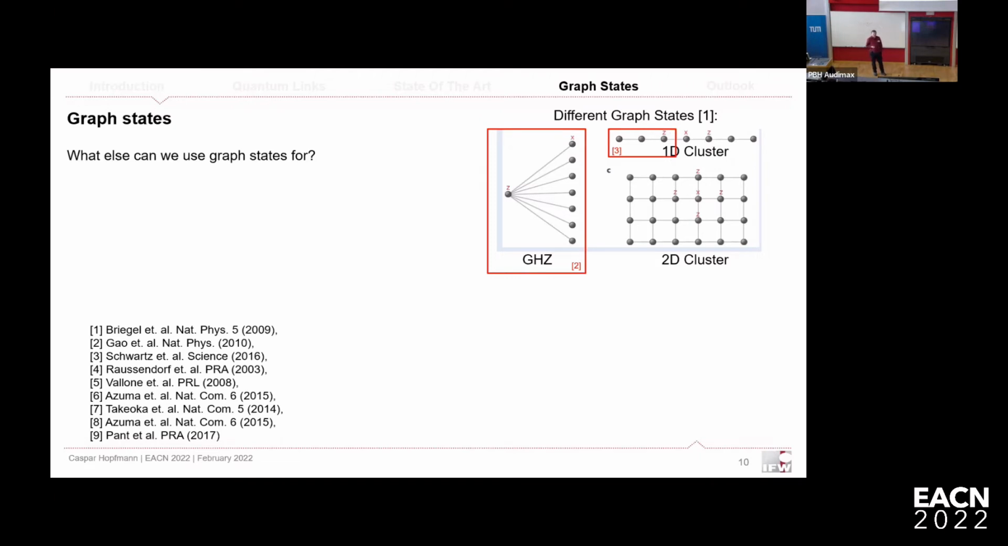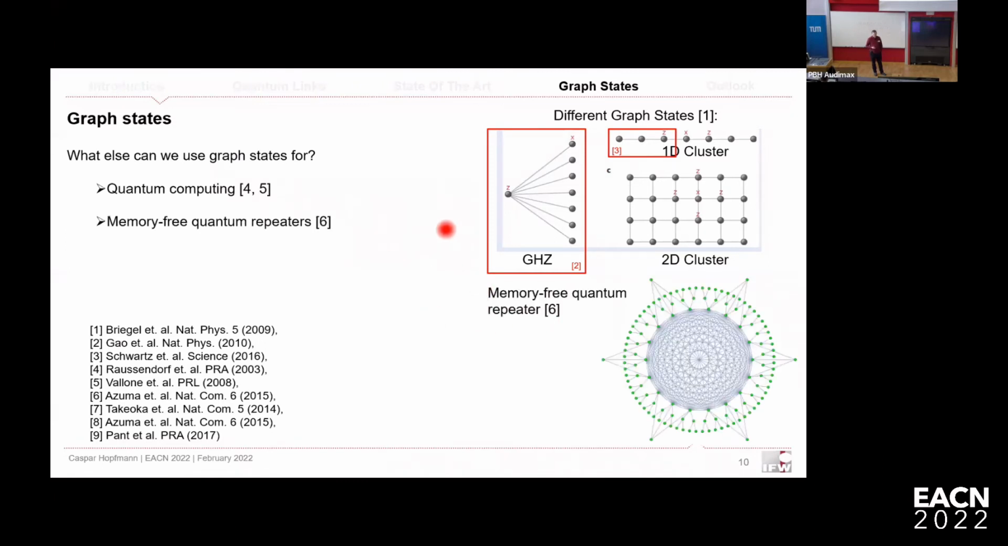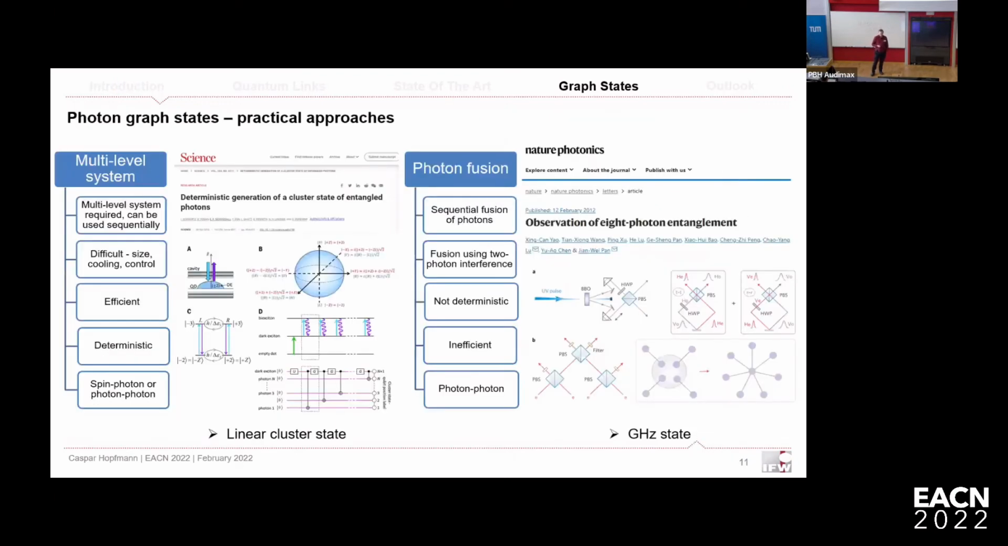But what else can we possibly use these graph states for? First of all, they are a basic resource for quantum computing, so you can do measurement-based quantum computing. And you can do memory-free quantum repeaters. This is the kind of graph state theorists envision we could use for these memory-free quantum repeater schemes. Or we can, of course, also do quantum key distribution and, to some extent, quantum error correction. Now, this is all very nice, but what can we actually do in the lab?